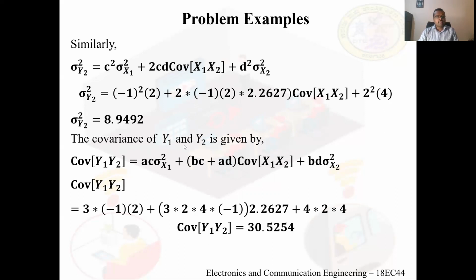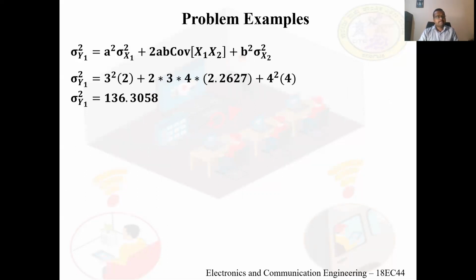The covariance of y1 and y2 is given by this equation: AC sigma square x1 plus (BC plus AD) covariance of x1, x2 plus BD sigma square x2. Now calculate the covariance for this one. Substitute all the values and you get 30.5254.